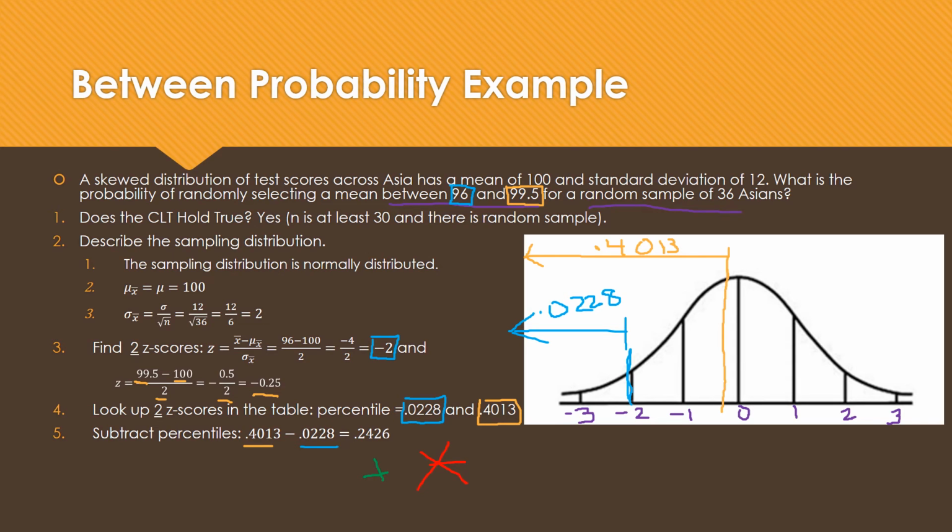But what we want to find is the area between these two z-scores. So we're trying to find this area between. If we know what those two areas are and we subtract the smaller one from the bigger one, we're left with this in-between area. And so that is 0.2426.